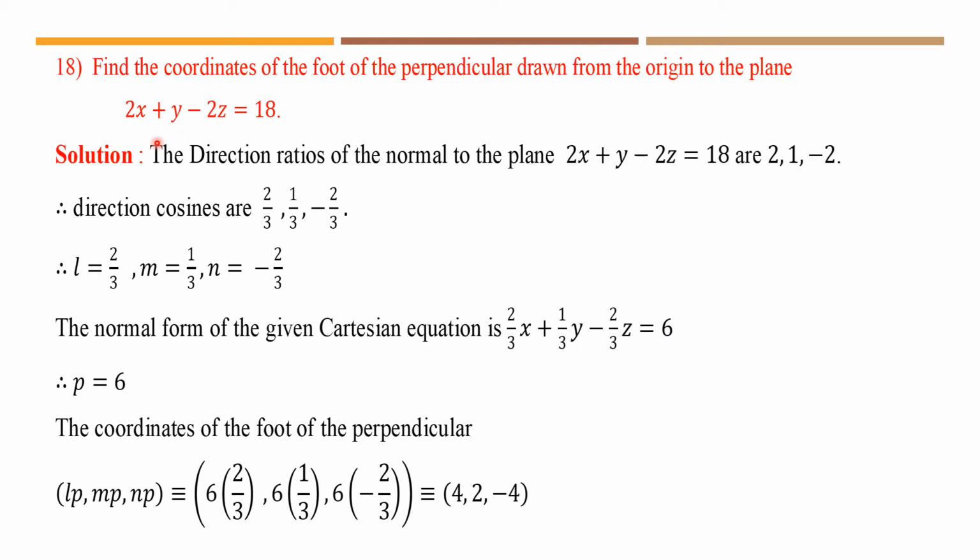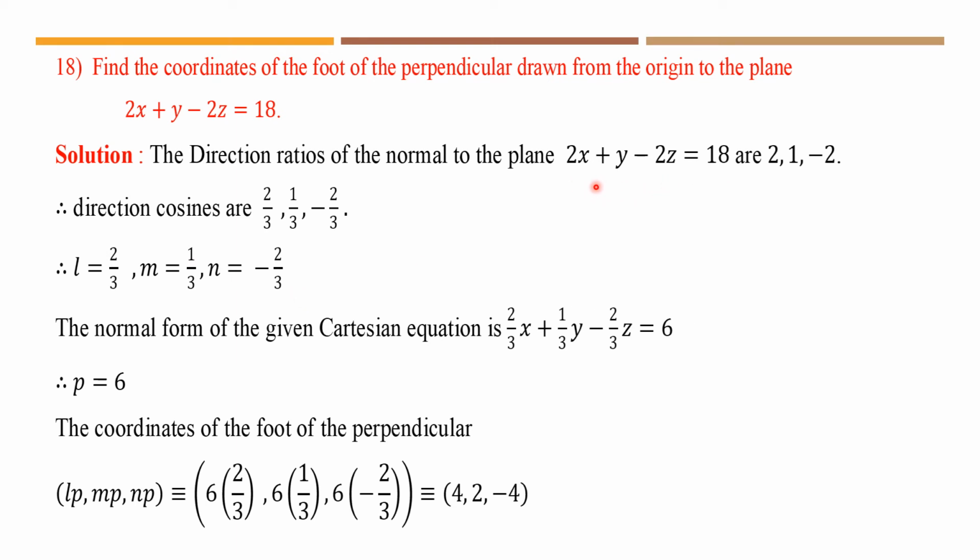This is the Cartesian equation of the plane. We convert it into normal form. Normal form is Lx plus My plus Nz equal to P. Here we know that the term is 2, but the direction cosine is 2 by 3. Here the term is 1, the direction cosine is 1 by 3. Here it is also minus 2 by 3.